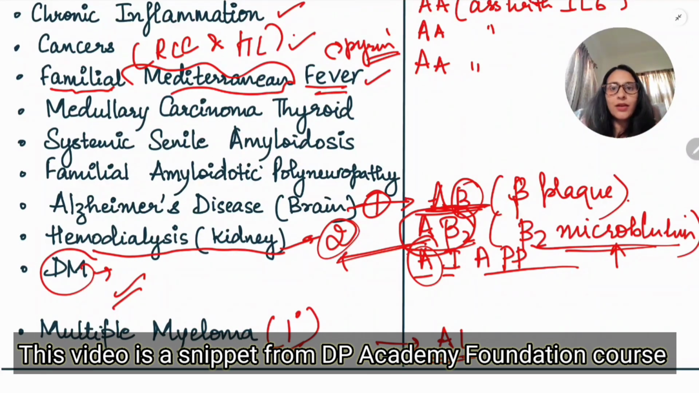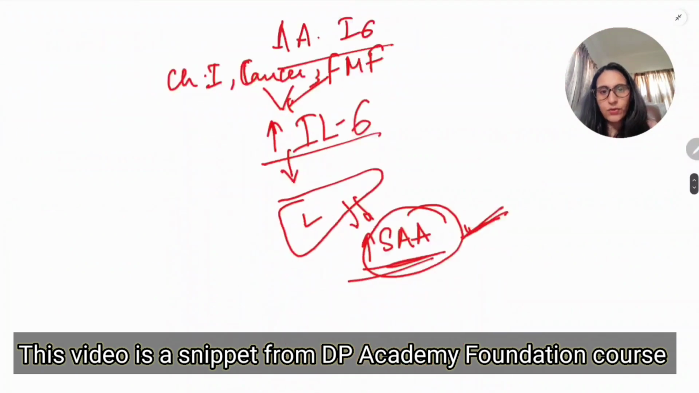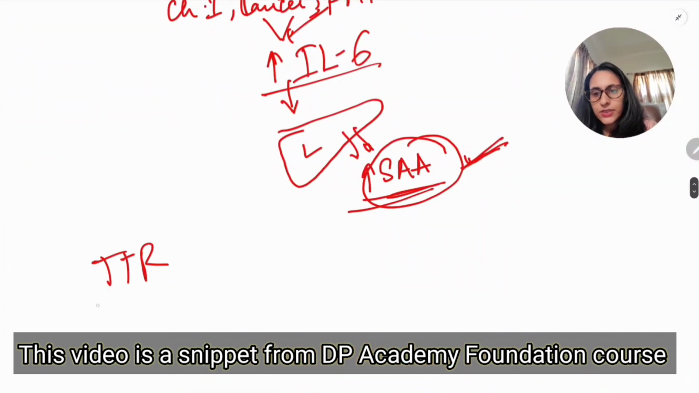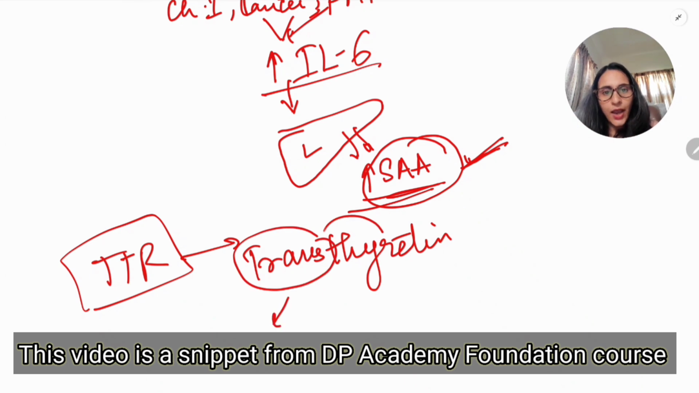Now coming to familial amyloidotic polyneuropathy. In this case, and also in systemic senile amyloidosis, there is ATTR. What is TTR? Let's talk about TTR first. TTR is a protein that is transthyretin. What is transthyretin protein? Trans means it is going to transport. Thyro means it transports the thyroid hormone, as well as it transports the retinol.